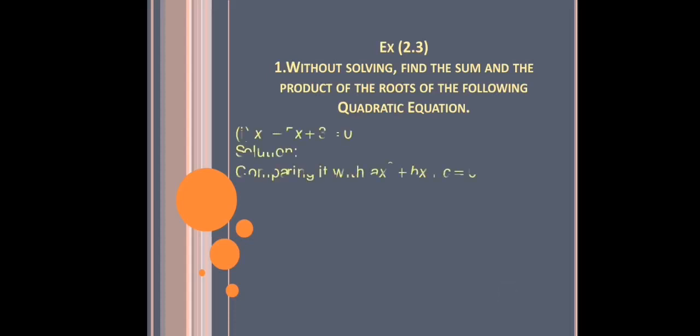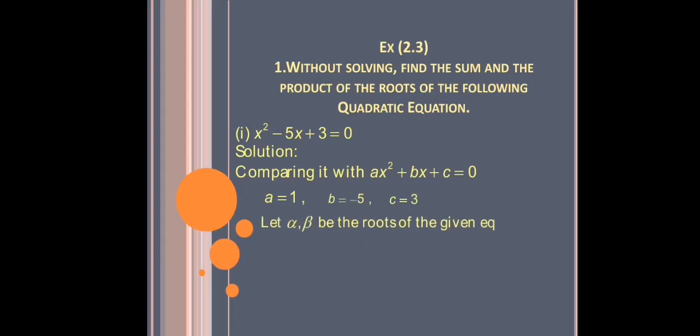For this, let's start with the comparison. While comparing the given equation with the standard form ax square plus bx plus c is equal to 0, we get a is equal to 1, b is equal to minus 5 and c is equal to 3. Let alpha and beta be the roots of the given equation. Since we are going to take two roots separately, we represent them by different letters in order to differentiate between the two roots.